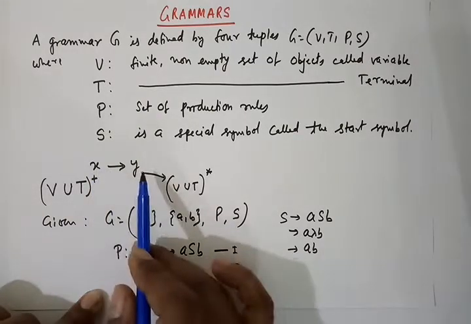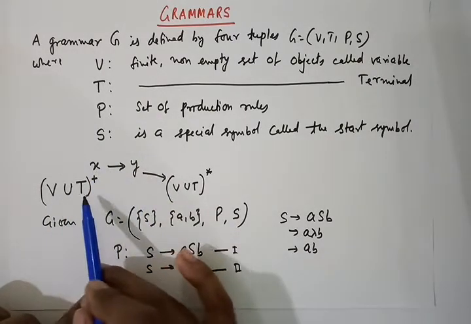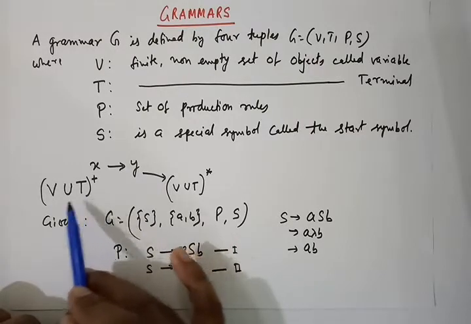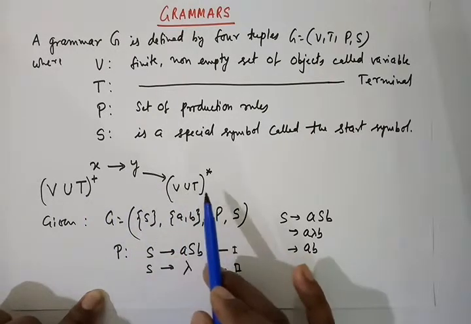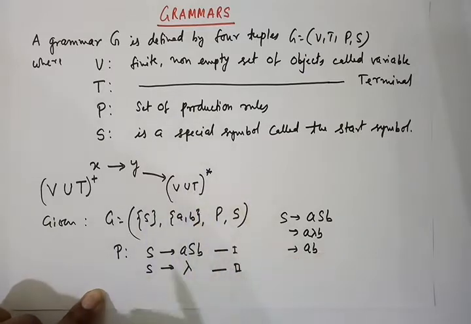So this is the general form for any production rule. Left hand side: variable or terminal symbol without null. Null cannot be on this side. Right hand side: variable or terminal symbols, any combination including null. Now we take an example.